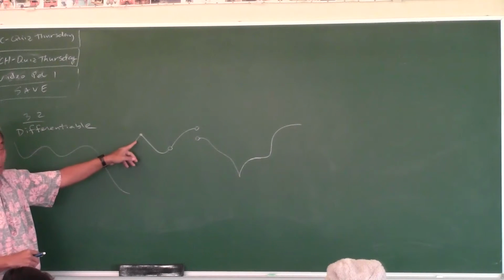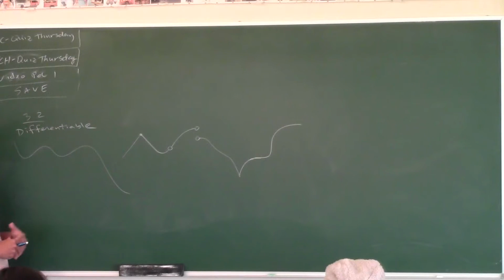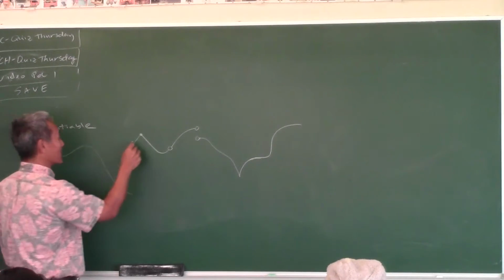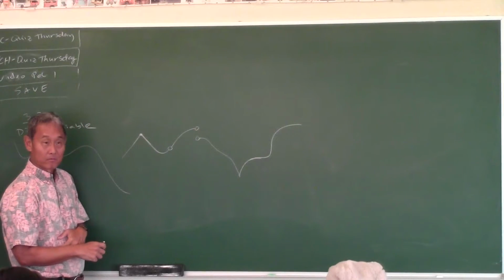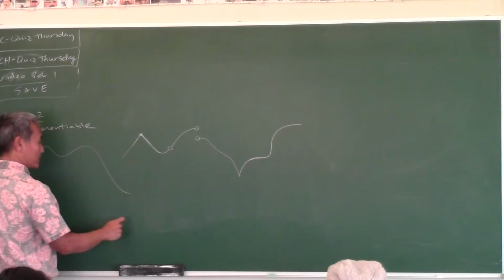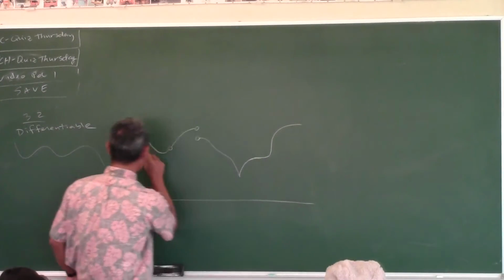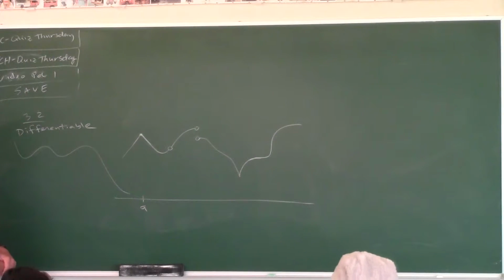But your book calls this a corner. I call it a sharp point. And the reason why it's not differentiable there is because the left-hand slope is not the same as the right-hand slope at that point. Exactly. So here, why don't we call this A? So when x is A, the function is not differentiable there because you have a corner, a sharp point.